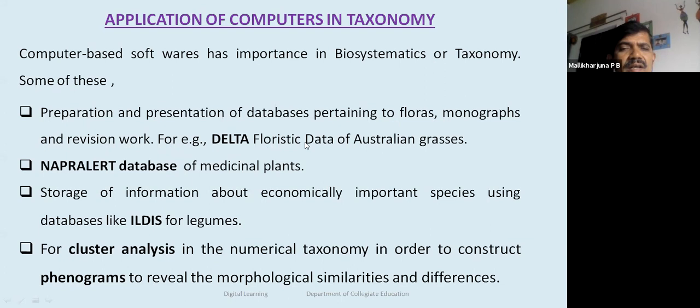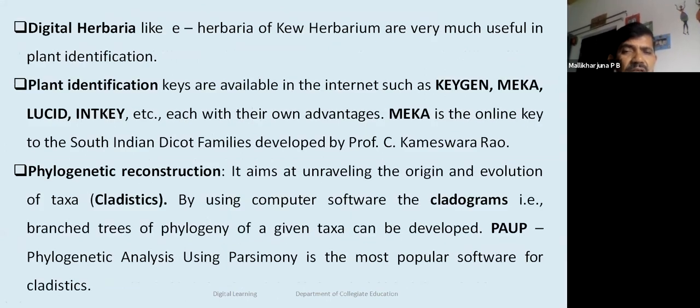For example, DELTA is the floristic data of Australian grasses. The NAPRALERT database is available, and it is related to medicinal plants, their distribution, their type, their botanical name, their status, their medicinal importance; everything we are going to go through by going through the NAPRALERT database. Computers are also useful in the storage of information about economically important species, like the ILDIS database, which is a database for leguminous plants, which are very important for man and his livestock.